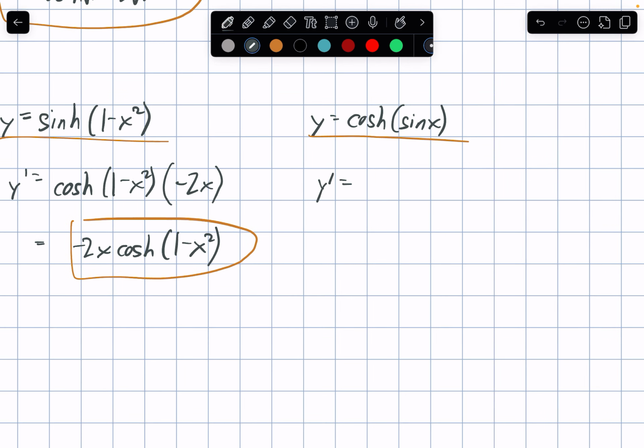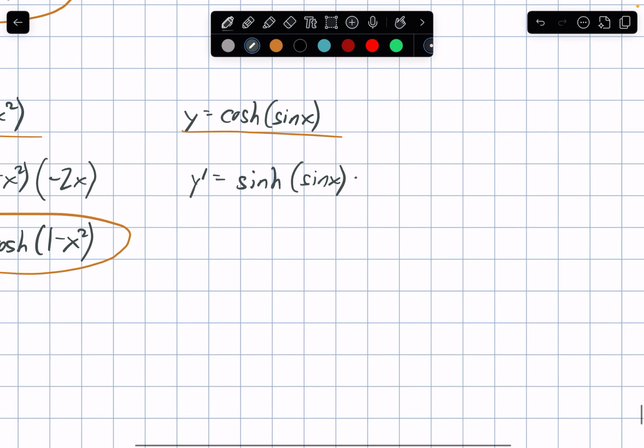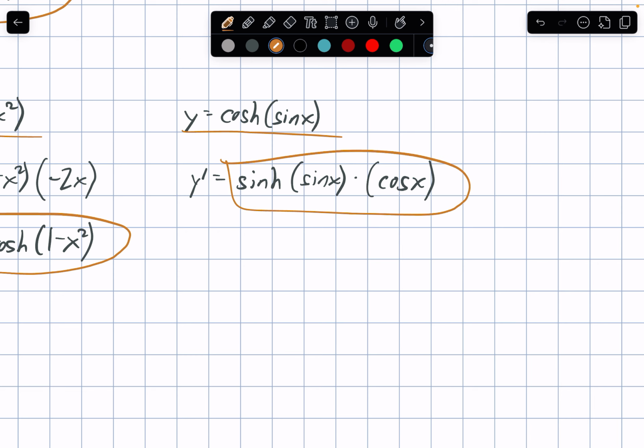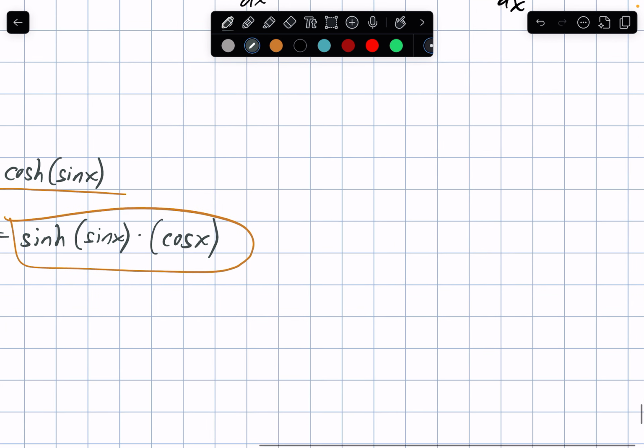So, cosh, right? Its derivative is sinh. And then just copy sine x. And then the derivative of sine x is, don't be confused, positive cosine x. So, yeah, that's it. This is the answer already. Nothing else to simplify. Next.